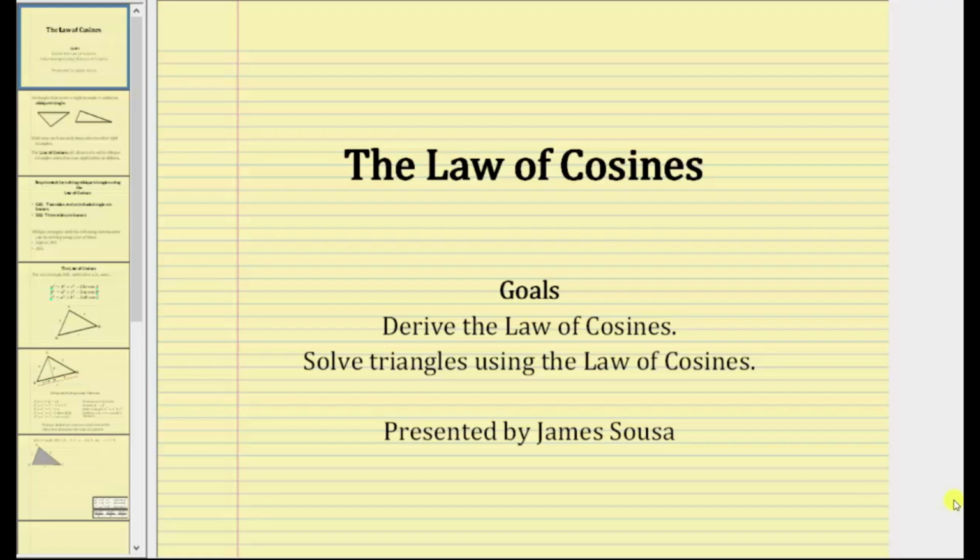Welcome to a lesson on the law of cosines. In this lesson, we will derive the law of cosines and also solve triangles using the law of cosines.